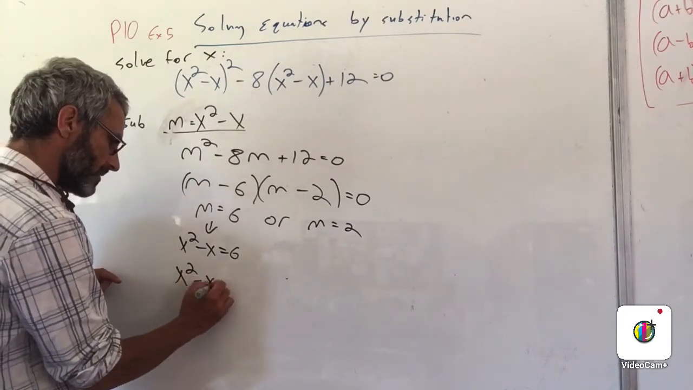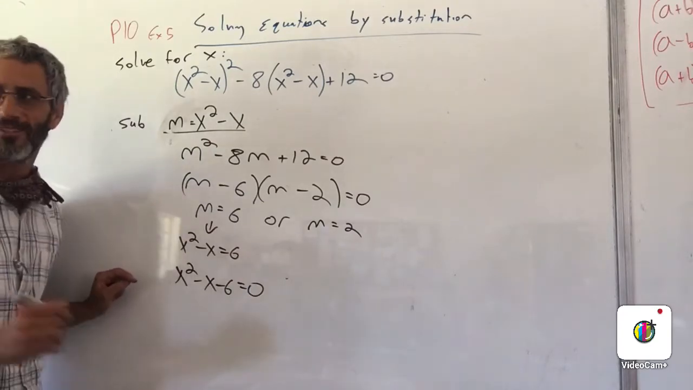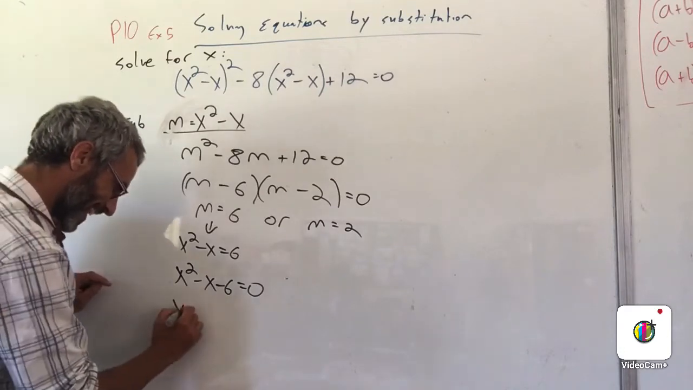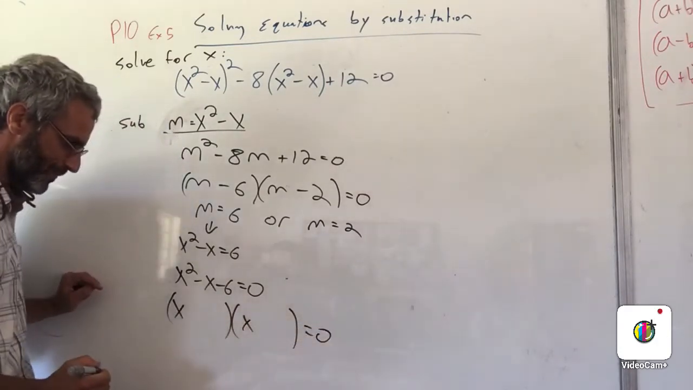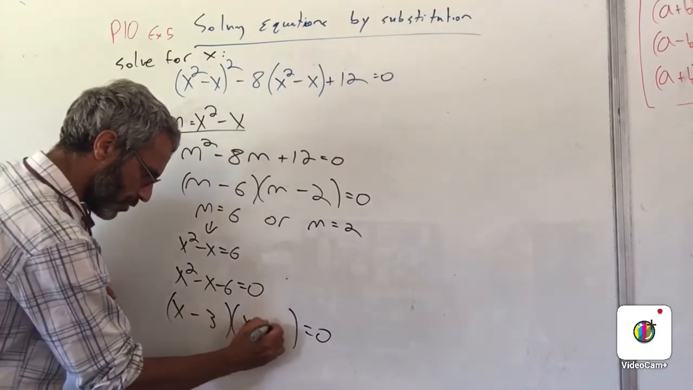x squared minus x minus 6 equals 0. That's cool. Admit, you're enjoying it. I can see it. Okay, x and x. What's that? 3 and 2. One of them is minus. Minus 3 plus 2.